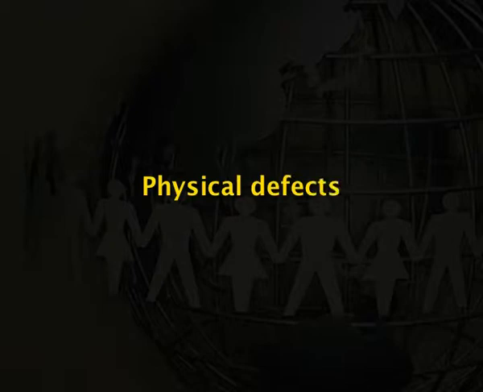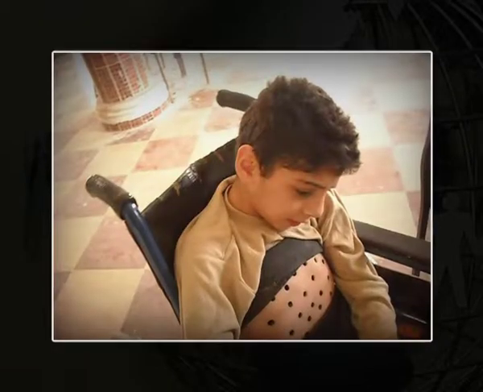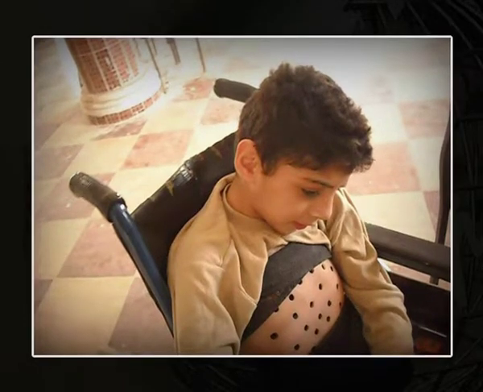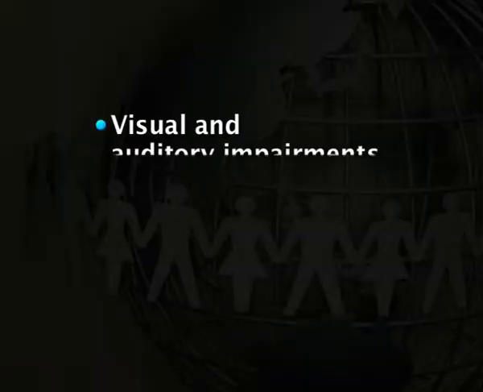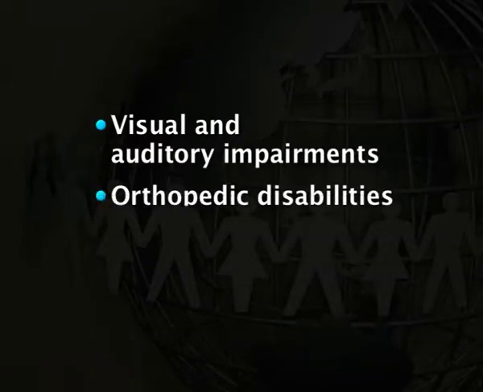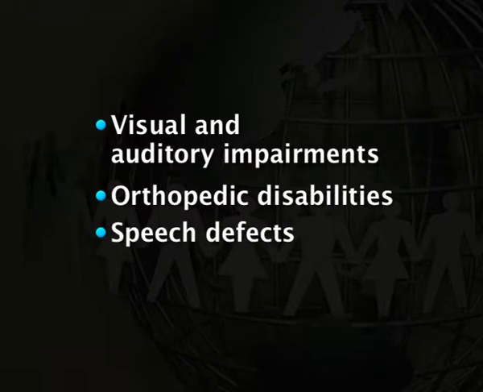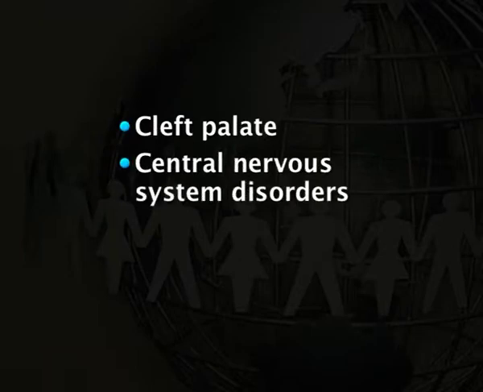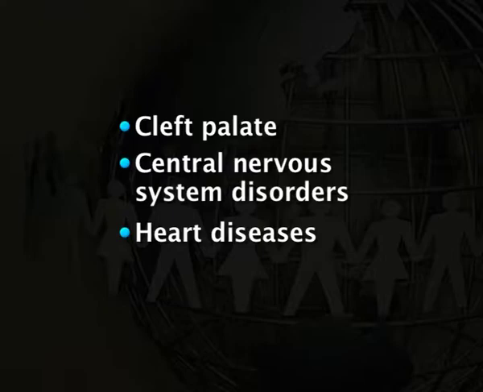Physical defects. Physical defects place limitations on the child's ability to deal with the environment. The most common physical defects among children are visual and auditory impairments, orthopedic disabilities, speech defects, hare lip, cleft palate, central nervous system disorders and heart diseases.